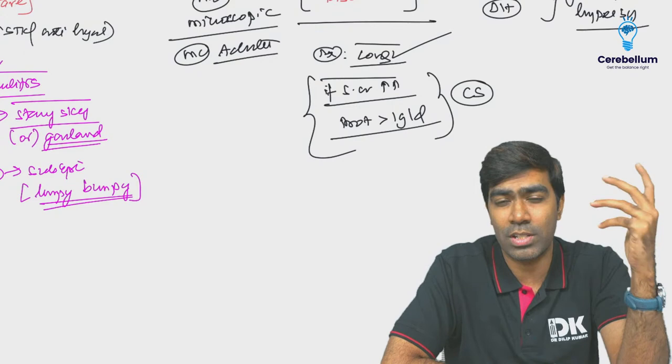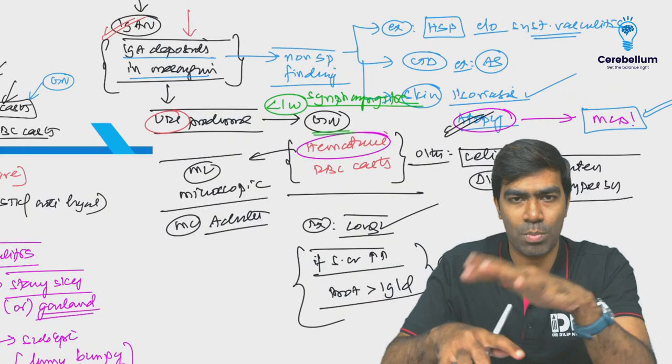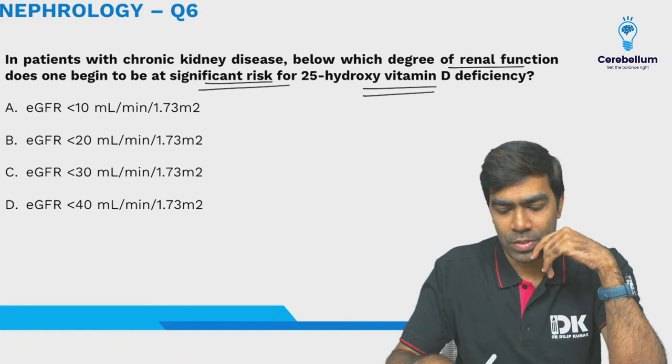Now, I think you can understand the crux of IgA nephropathy, how to diagnose it. Remember, it's a renal limited problem. You should not have any other systemic problem. That's the most important point. One more time, it's done. Let us move on.